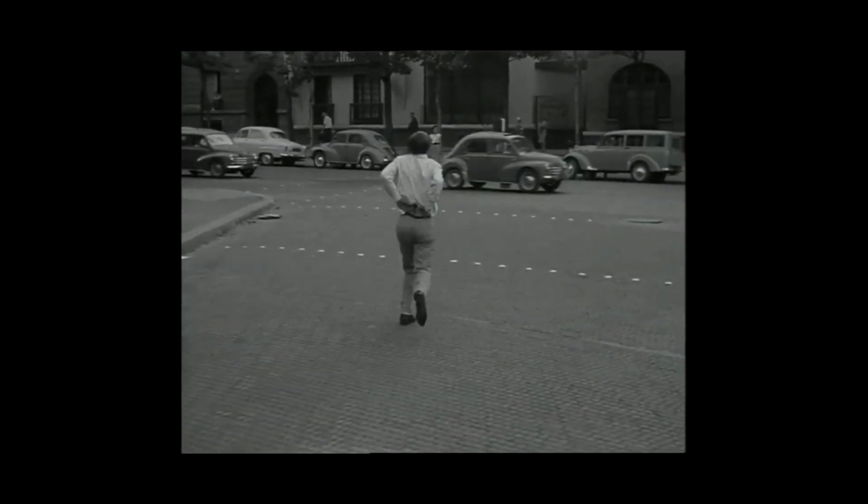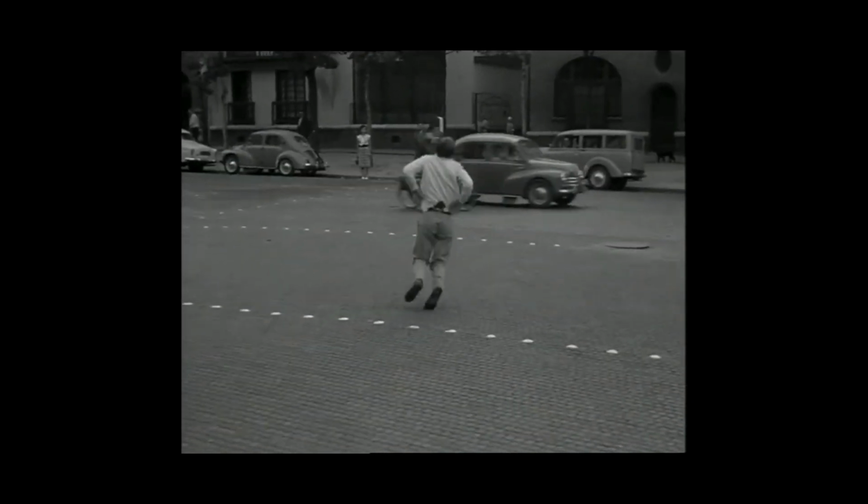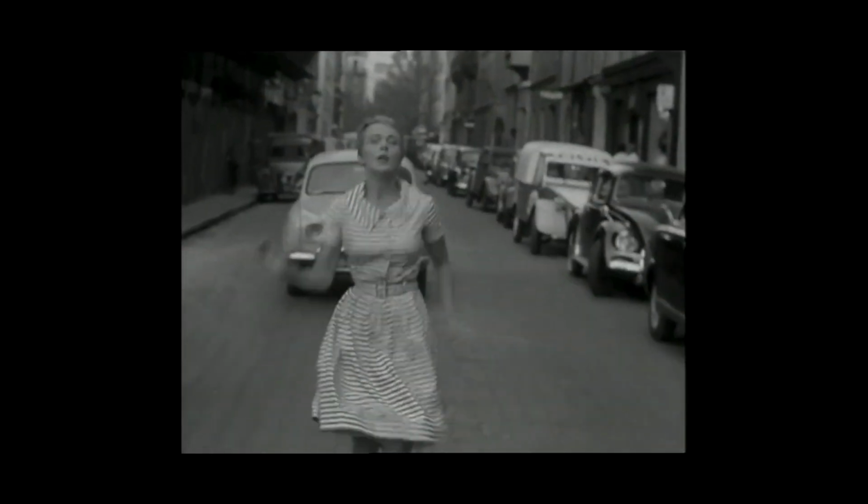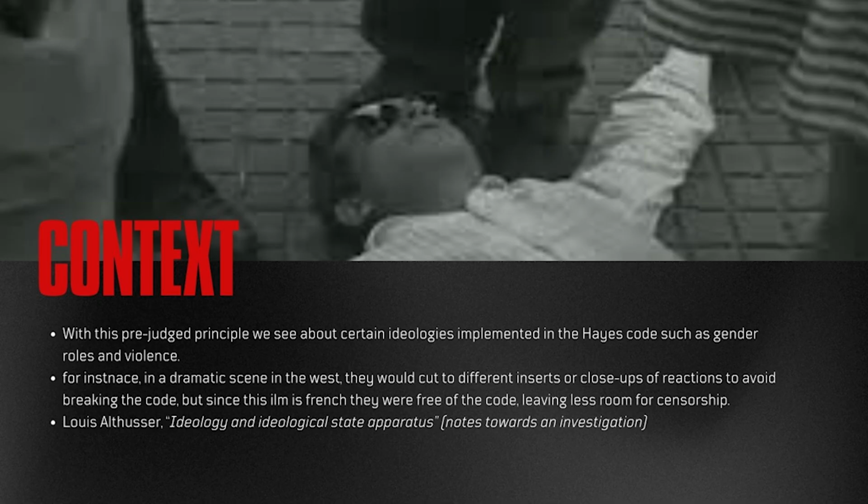We see this more in a satirical sense in this scene, and specifically from the readings that we read on ideology and the analytical state of apparatus, where ideology is the prejudged principle we see, where there are certain ideologies implemented like in the Hays Code, such as gender roles and violence, like the use of firearms and brutality in the technique of committing murder.